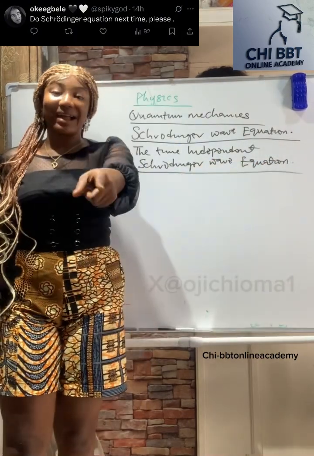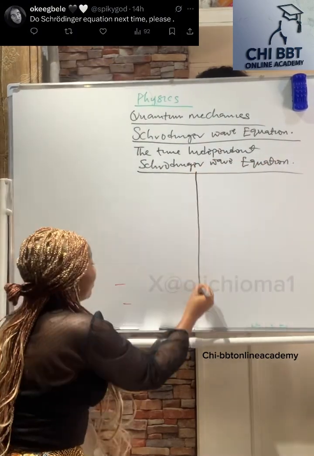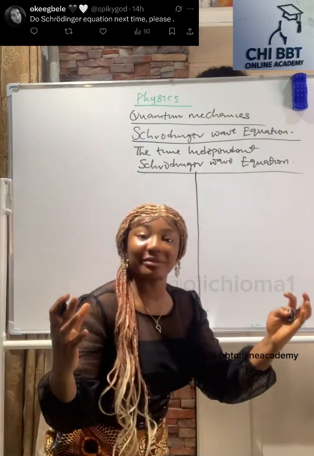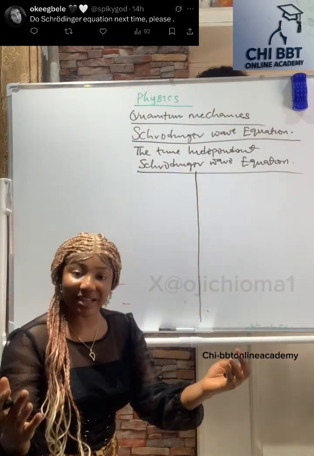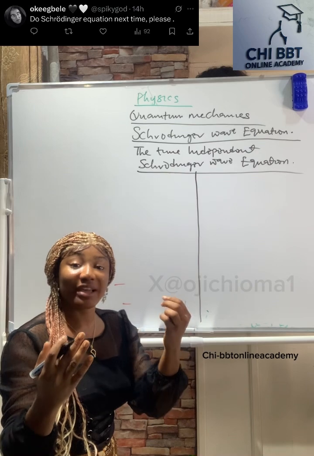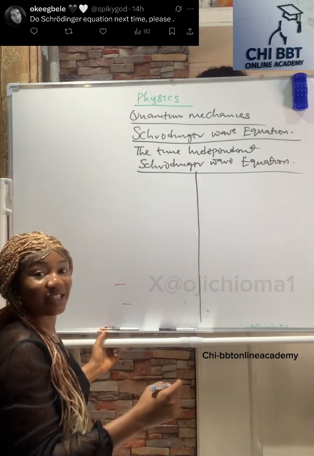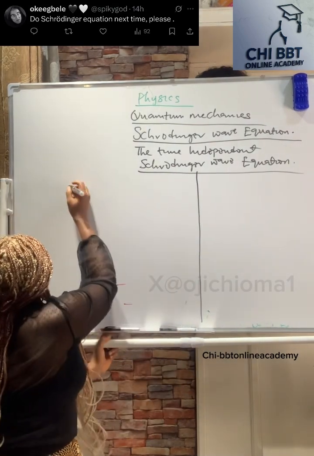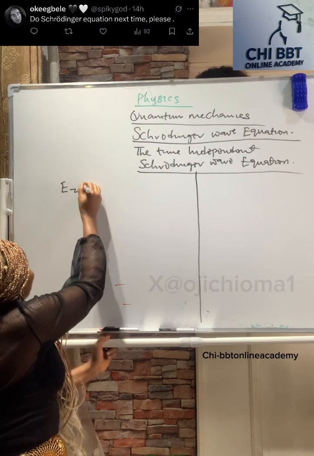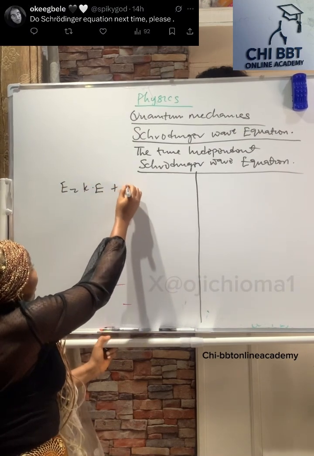Guys, let me show you why I am the boss. Now, the Schrödinger wave equation is telling us about energy. Energy is conserved. We all know that total energy is equal to kinetic energy plus potential energy. So guys, let's go. E equals kinetic energy plus potential energy.